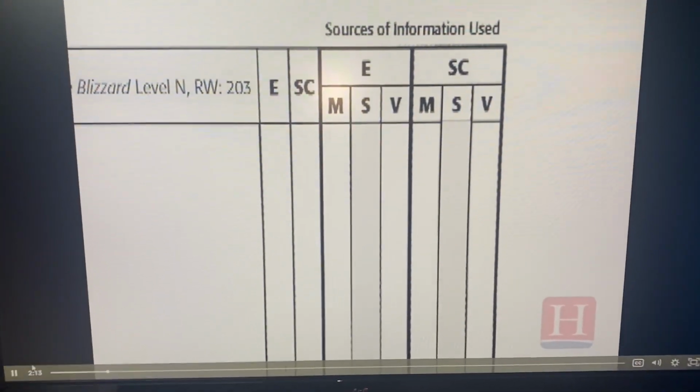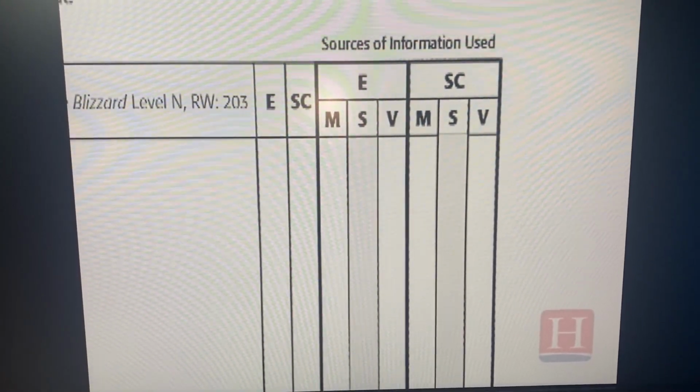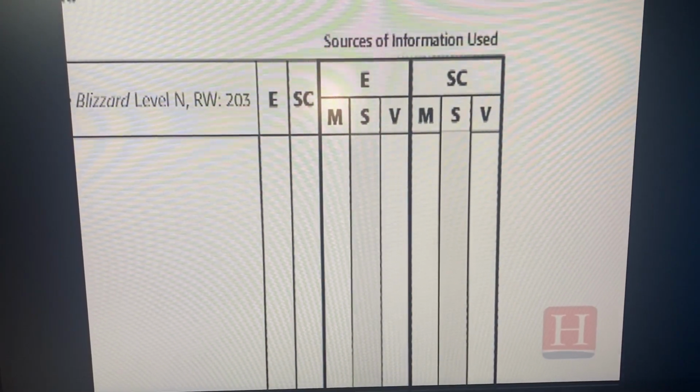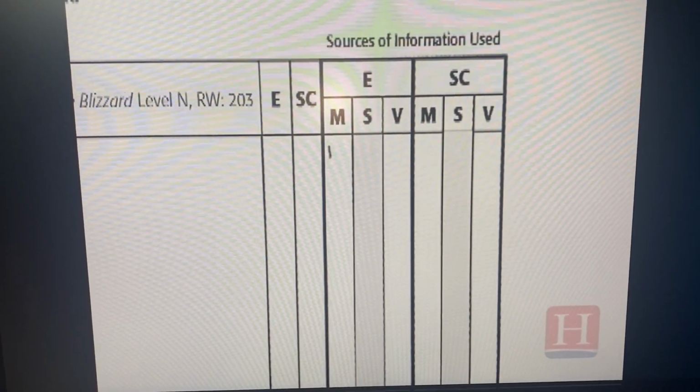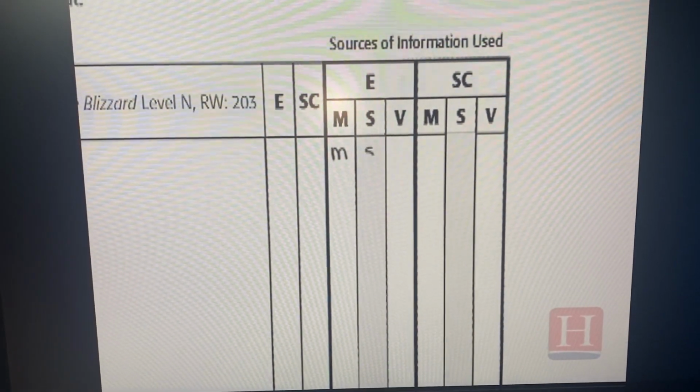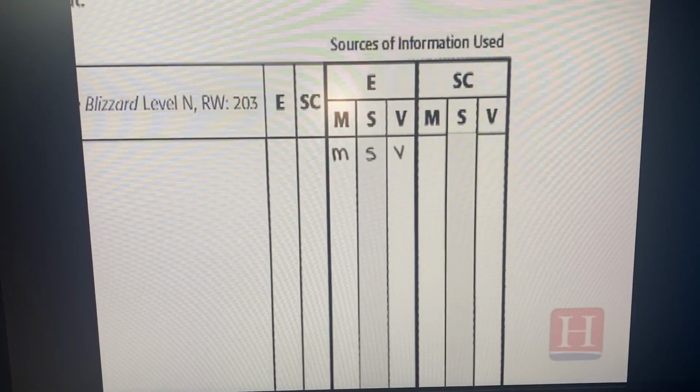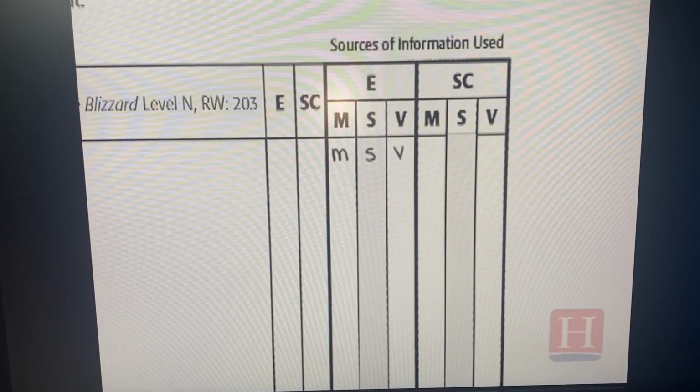Sections are for analyzing the reader's errors and self-corrections. In preparation for analysis of each error the reader made, write M in the M column, S in the S column, and V in the V column.